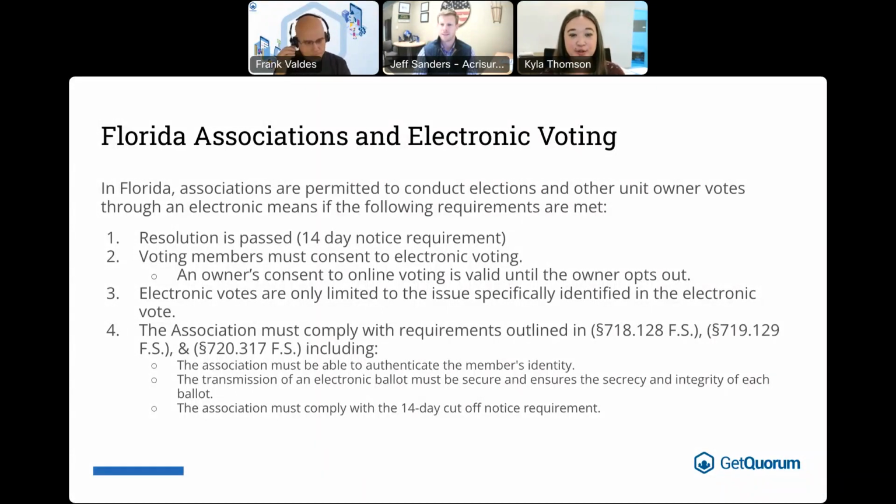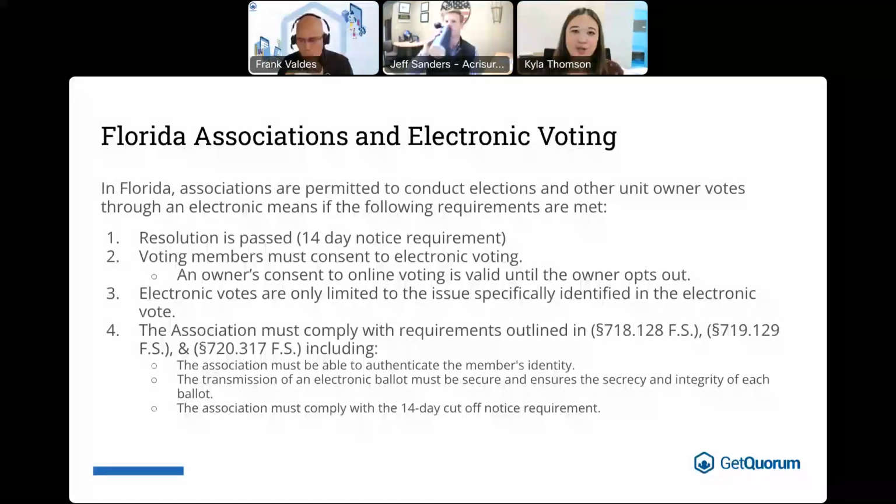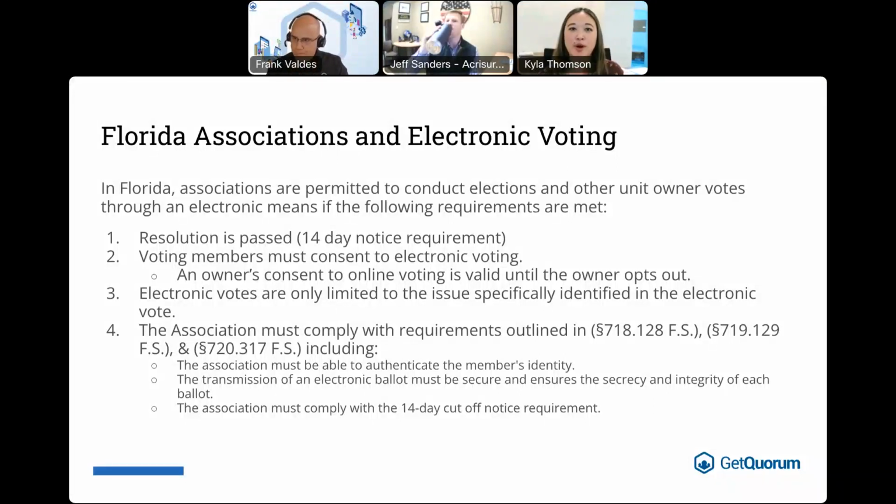Yes. Okay. First things first, board resolution. You must, as a board, pass a resolution at a board meeting, and this is a special board meeting. We'll talk about what that means in a second. But a resolution actually has to be passed at a board meeting to implement electronic voting. So what does that mean? It's a special board meeting, meaning that it requires more than a 48-hour notice. It actually requires a 14-day notice.